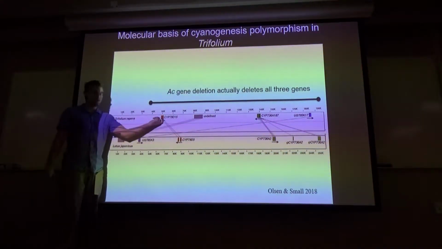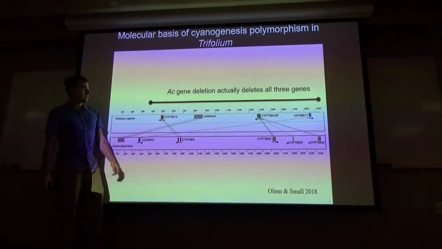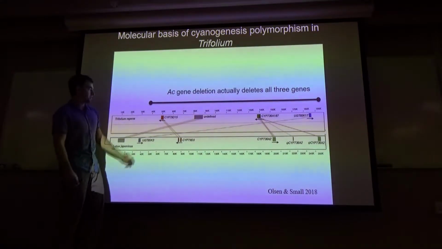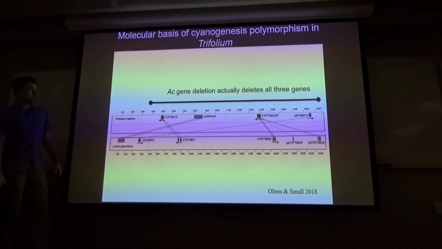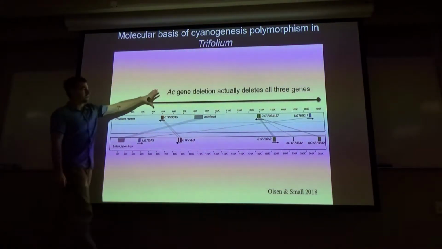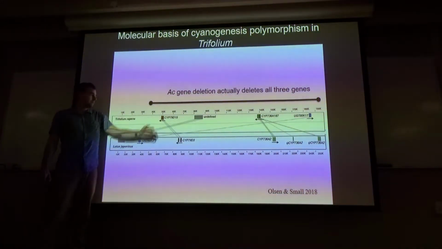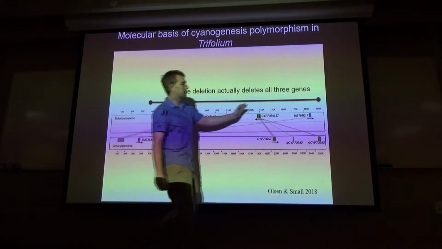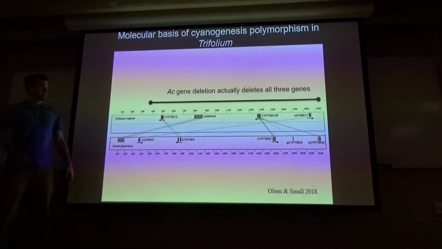And you have these little regions in here, encoded by little arrows, that are individual genes. There are exons in the middle of those genes that you can typically see if you go down to a finer scale. So that AC gene deletion, we know, doesn't just delete that CYP79D15. It extends much farther and actually deletes three other genes that we know of in that system.